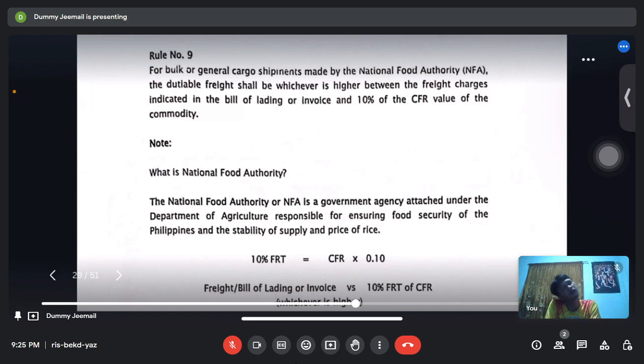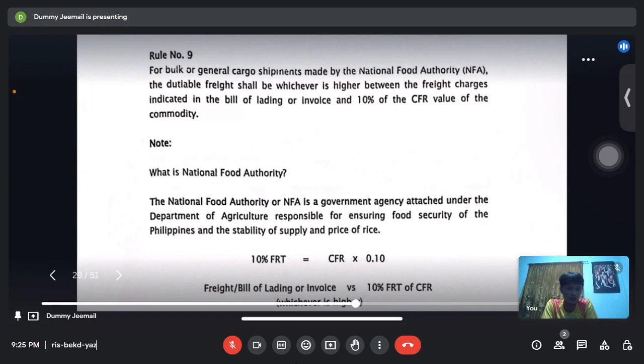So we have to compare. Whichever is higher between the freight charges indicated in the bill of lading or invoice and 10% of the CFR value of the commodity. If NFA is mentioned in the problem, the problem will always state if it is NFA, so don't worry.